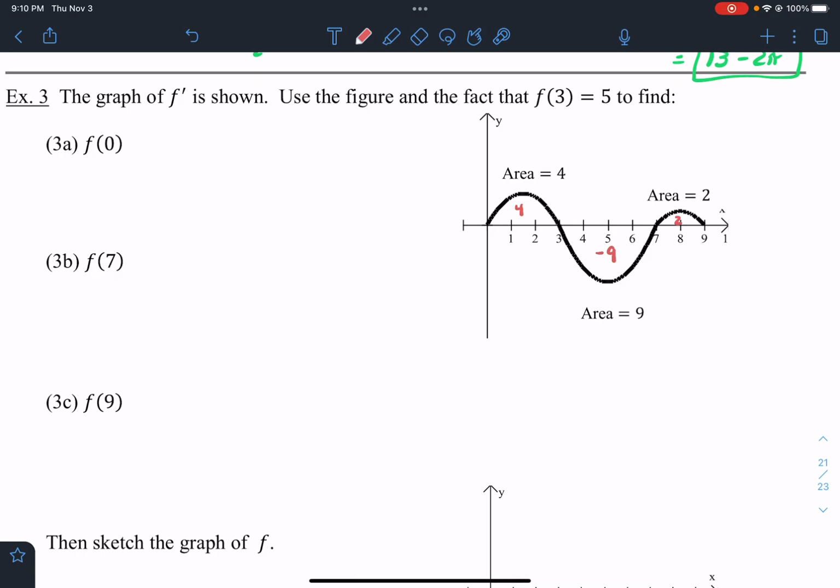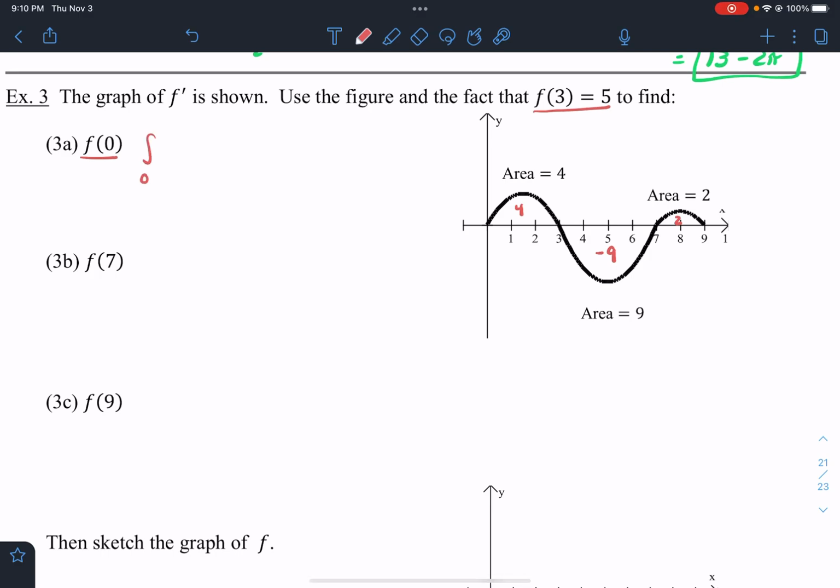So I already have the areas. I don't have to do the geometric calculations, but I am going to have to use my fundamental theorem of calculus. So I was given the point (3, 5), and again, I'm being asked to find f of 0 specifically. So I am going to use the 3. I also need to use the 0. And because this is f prime, to go backwards from f prime to f, that's going to mean I'm going to integrate.